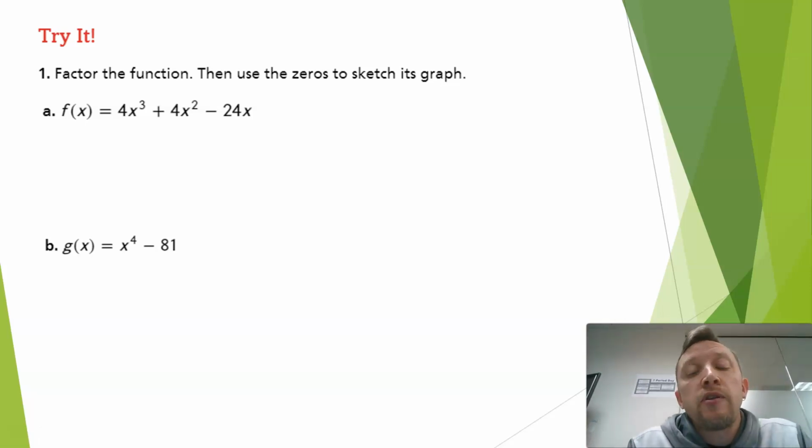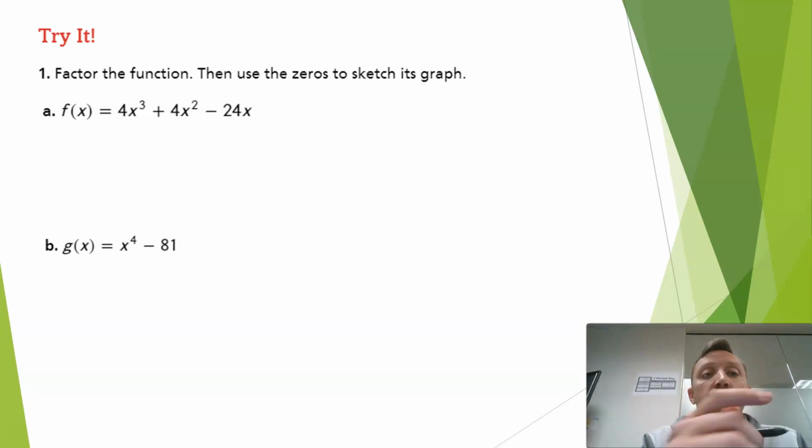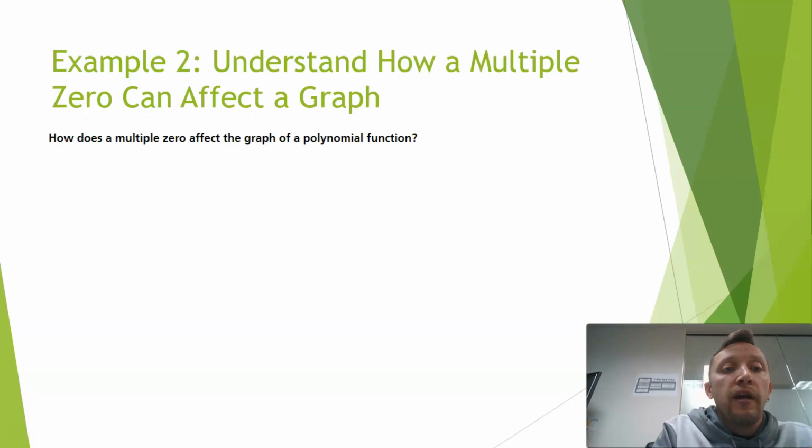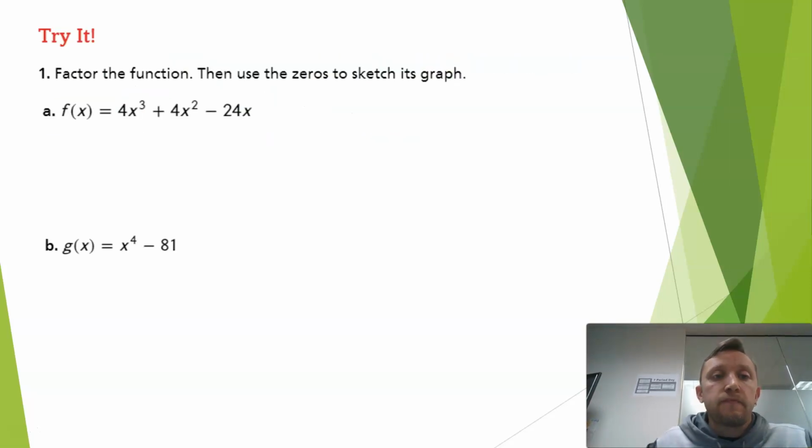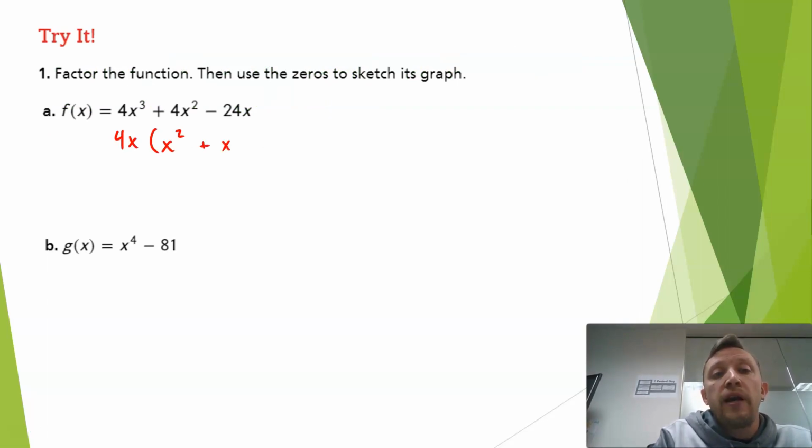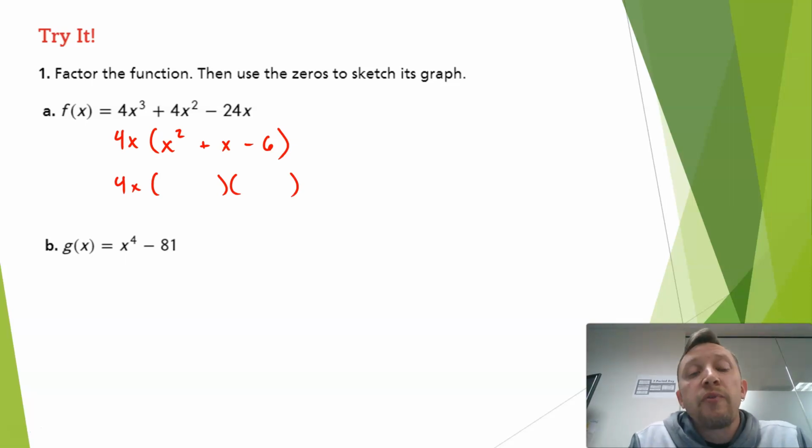So the first thing we always look for is, is there a greatest common factor? And I see that all of these have an x, but they're also all divisible by 4. So I want to factor out a 4x. Now when I do that, I would have x squared plus 1x minus 6. So we want to figure out how we would factor down this x squared plus x minus 6.